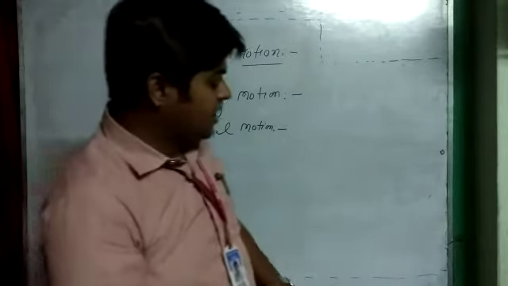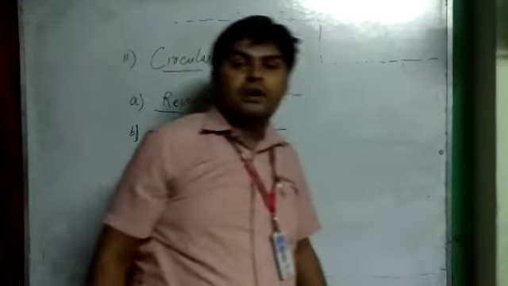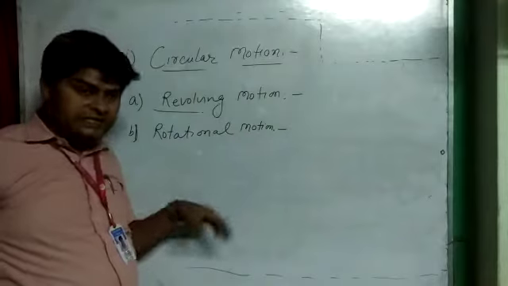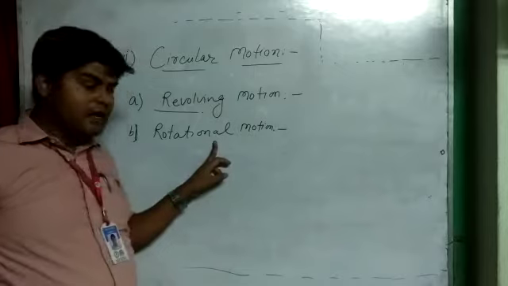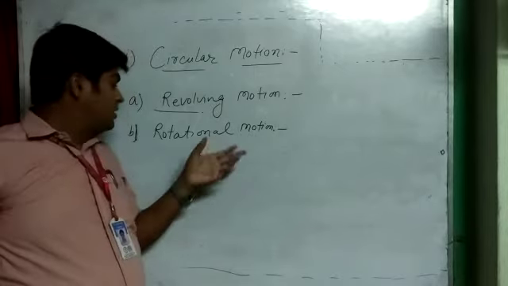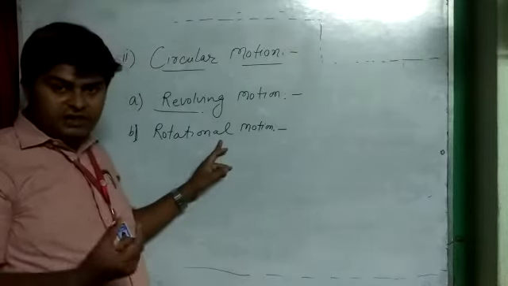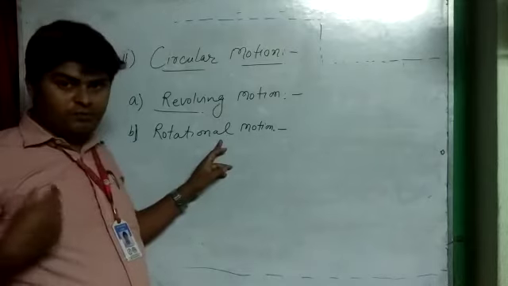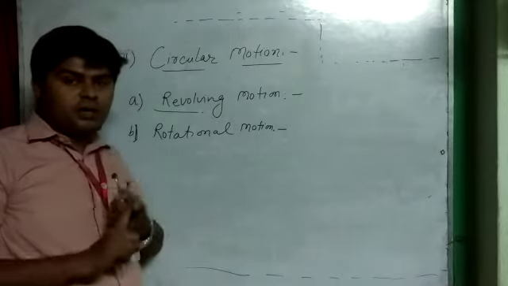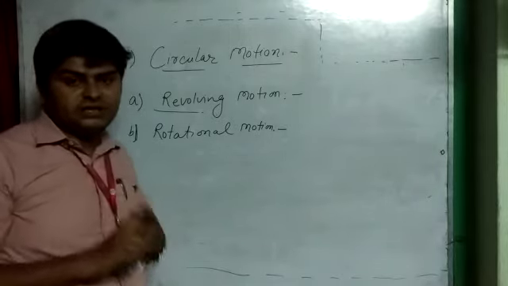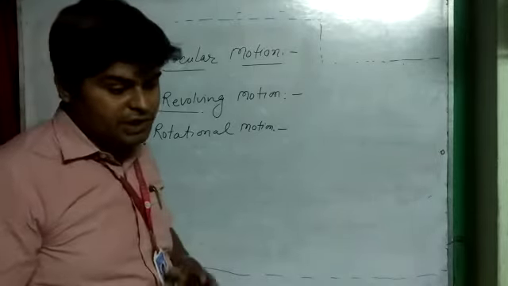Another example: the earth rotates on its axis. So the rotation of the earth itself is an example of rotational motion. Another example is the movement of a top, lattu. The rotation of a top is an example of rotational motion. Why? Because the top rotates on its axis. It does not change its position but rotates continuously.